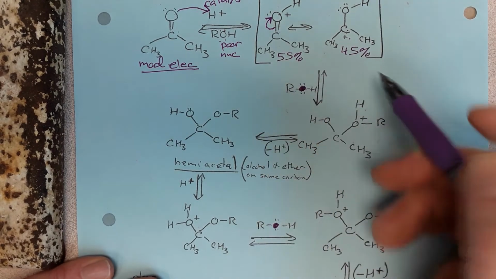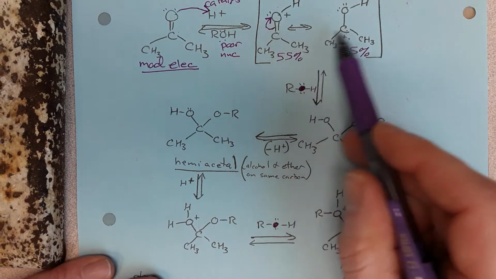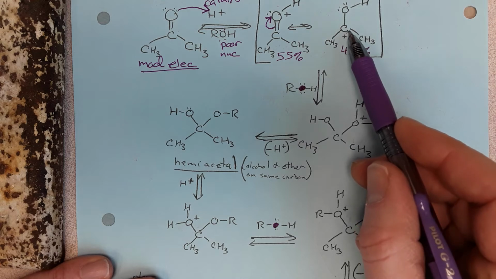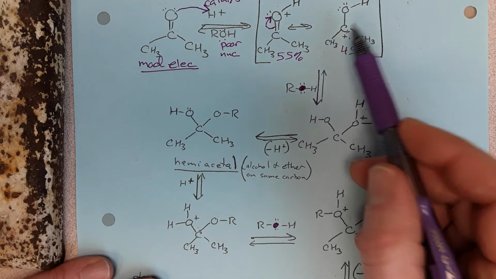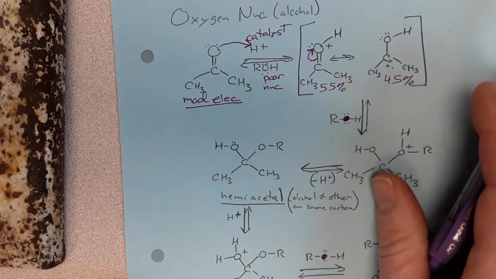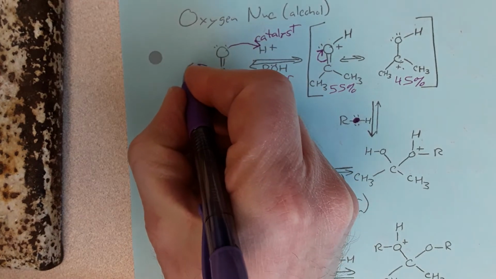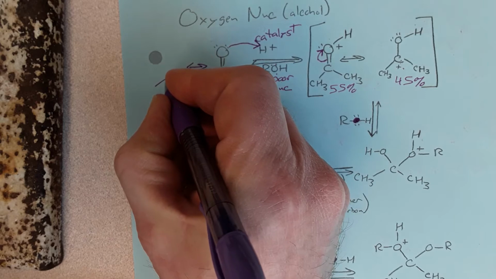But the point is, by this resonance, there's almost a half of a positive charge on that carbon. And you might argue that there was a little bit of a positive charge on the carbon to begin with. You could draw resonance structures of this.